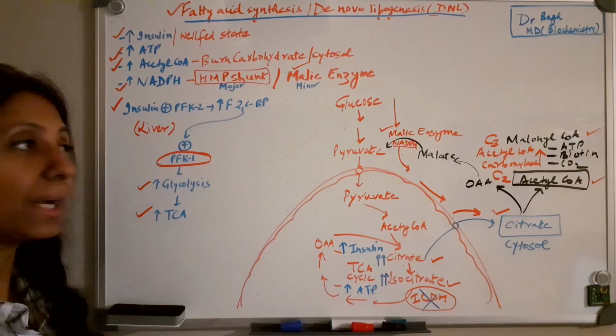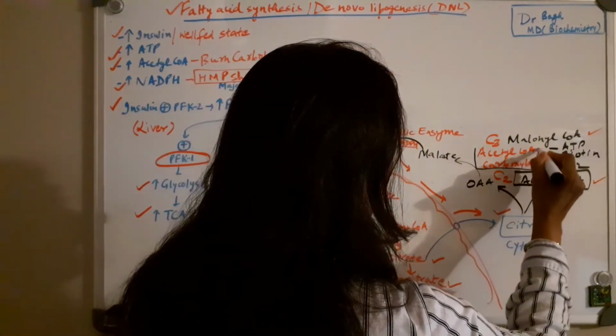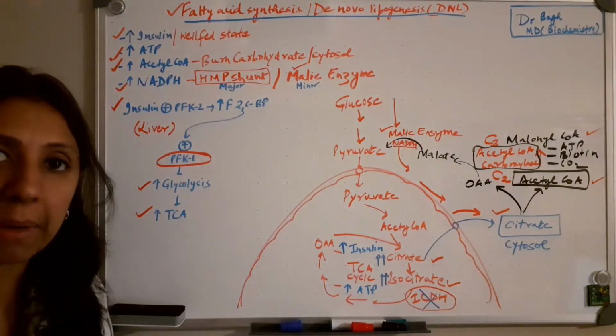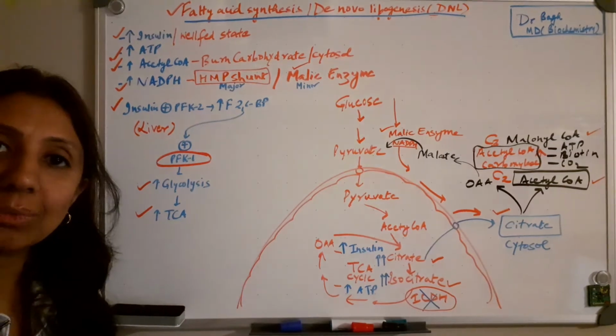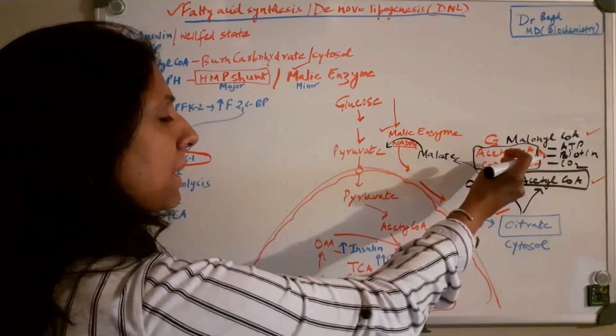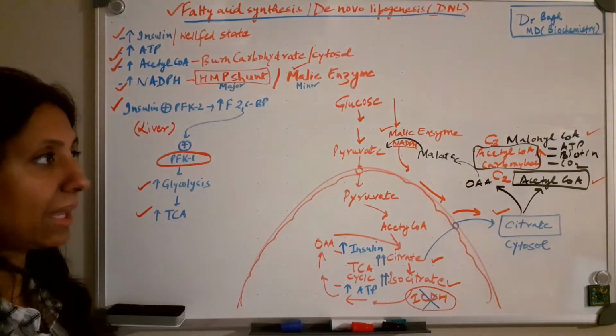You should also know that ACC is the rate limiting step of this pathway. Remember, I told you rate limiting steps are the bottleneck of the pathway. Once you block this step, the whole pathway can be slowed down. Once you activate this step, ACC, which is the rate limiting enzyme, the whole pathway can be activated.